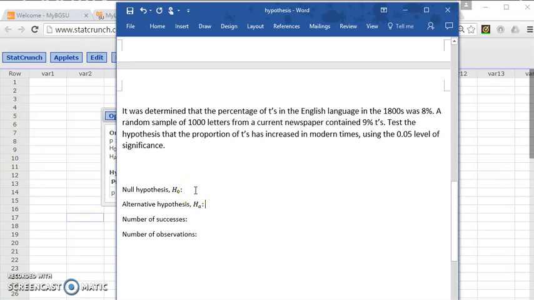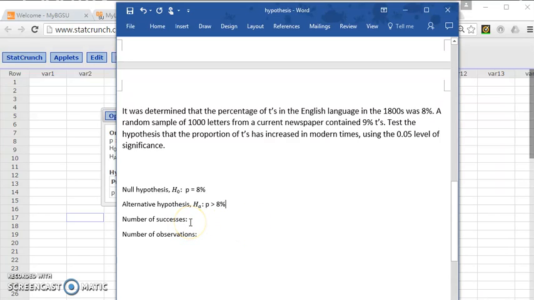So right here, we want to write down the null hypothesis and the alternative hypothesis first. So null hypothesis will be with no change. So with no change, that means the percentage of T's will stay the same as in the 1800s, which is P equals 8%. Alternative hypothesis will be the one you want to test. So we want to test whether the proportion of T's has increased. So the proportion P right now is greater than 8%. We want to see if this one is true.